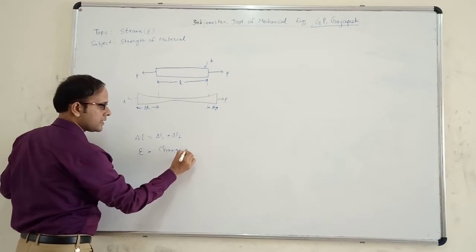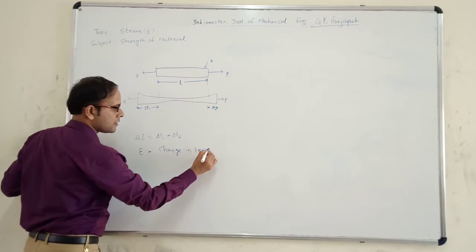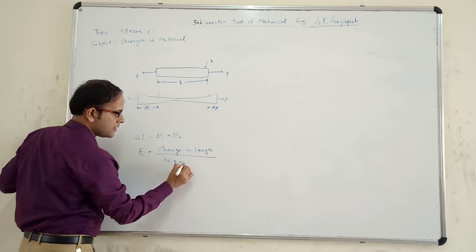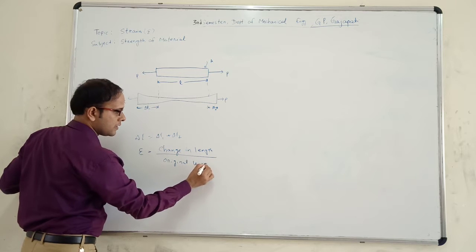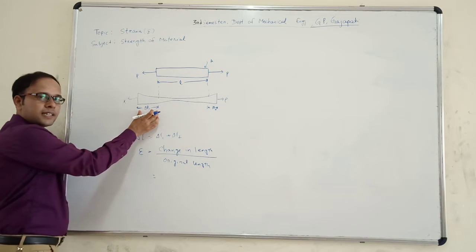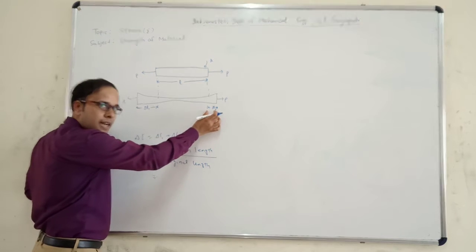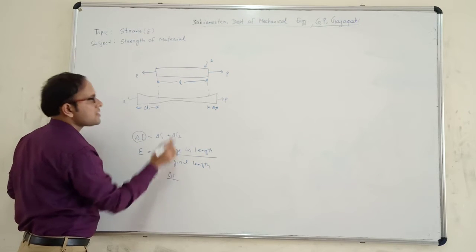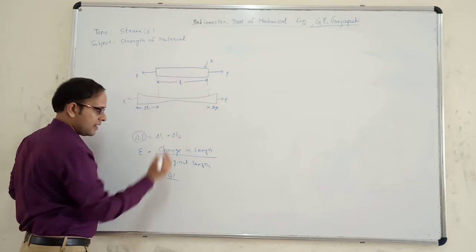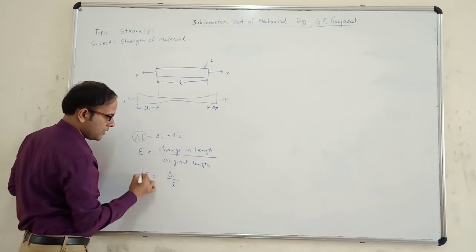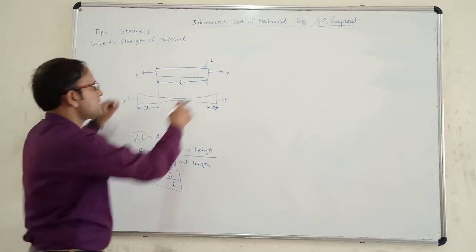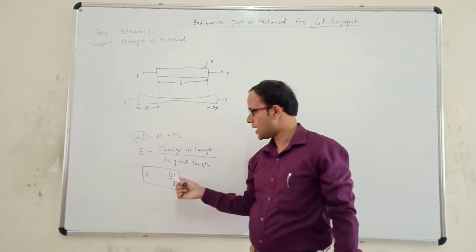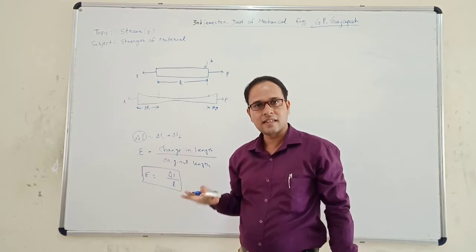So epsilon is nothing but change in length per original length. What is the change in length? This delta L1 plus delta L2, that is nothing but delta L. What is the original length? L. So this is nothing but strain. Since it is subjected to tensile force, the corresponding strain is known as tensile strain.